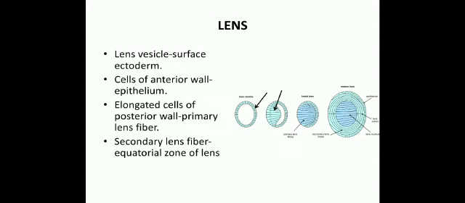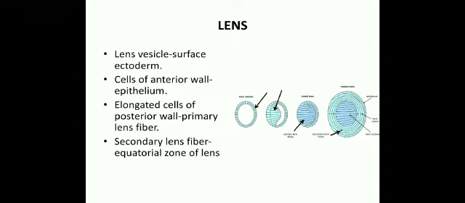The elongated cells of the posterior wall of the lens vesicle further elongate considerably and lose their nuclei to form the highly transparent primary lens fibers. The lens grows because new lens fibers, known as the secondary lens fibers, are added to it by the cells in the equatorial zone of the lens. The cells of the anterior layer persist as epithelium.